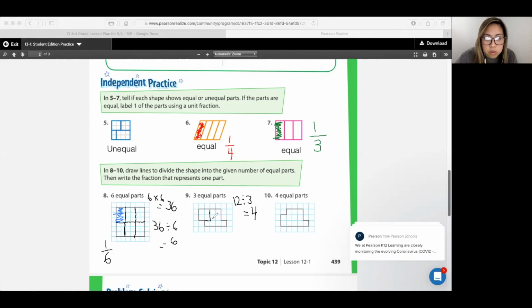1, 2, 3, 4. And then 1, 2, 3, 4. So there we go. Each section has 4 unit squares, and we equally divided it into 3.